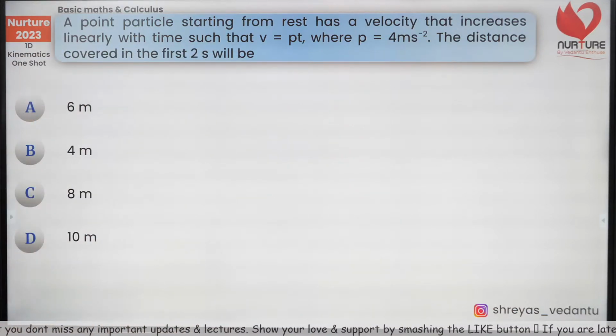Come on, my warriors. Think about it. Thank you, Roshni, for lighting up the chat box. Come on, come on, come on, my warriors.